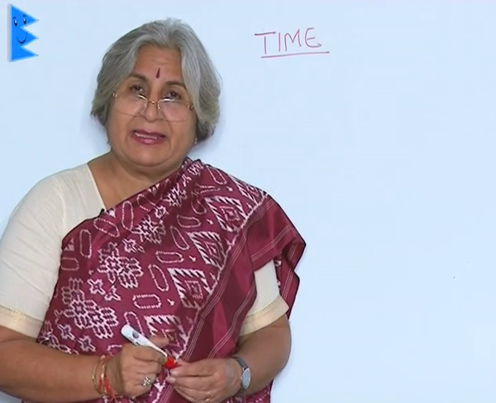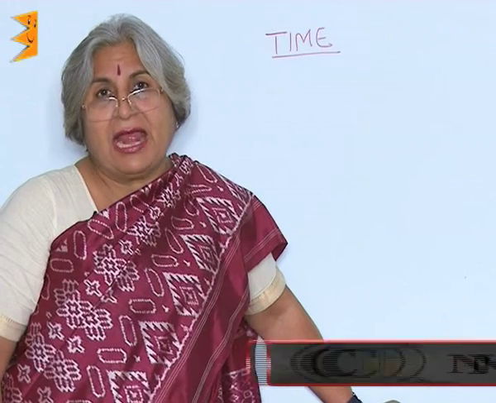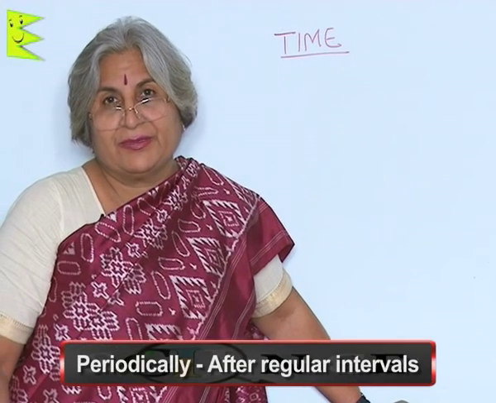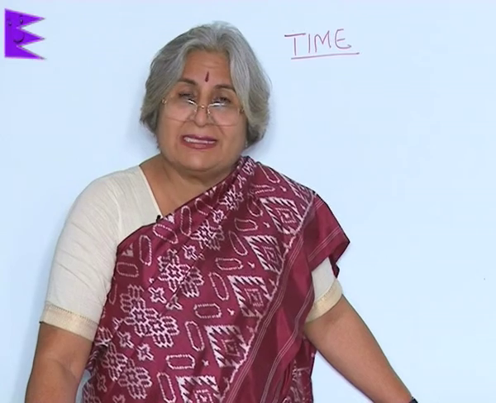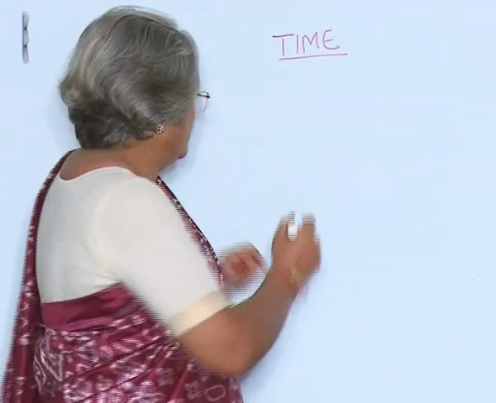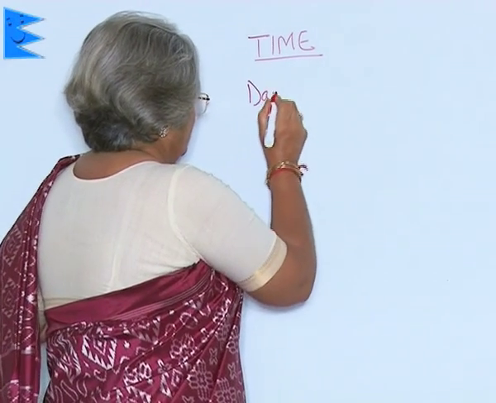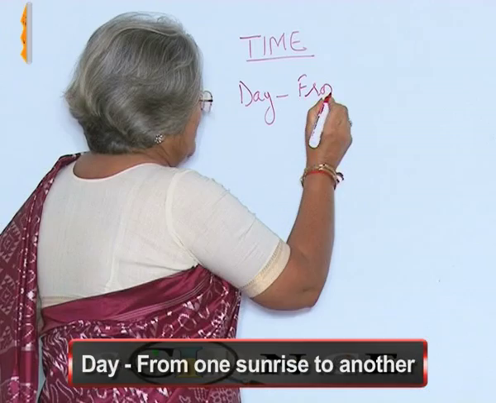You see, there are many things which happen periodically. Periodically means after regular intervals. And from there, the idea of time started coming. For example, time taken between one sunrise and another sunrise was named as day. So, day is from one sunrise to another.